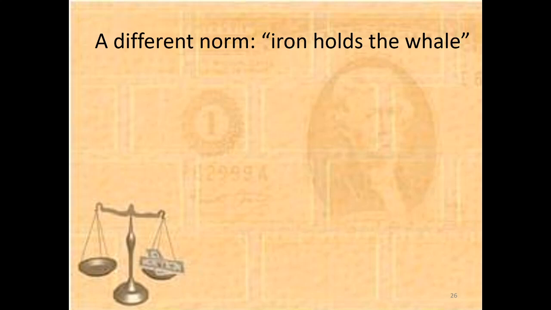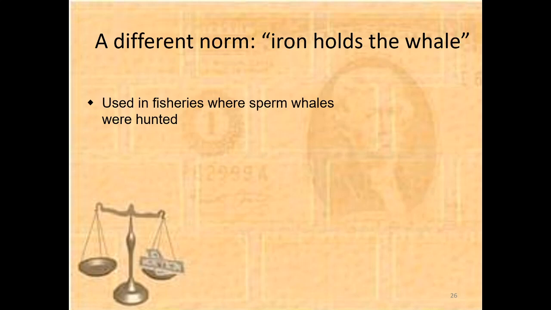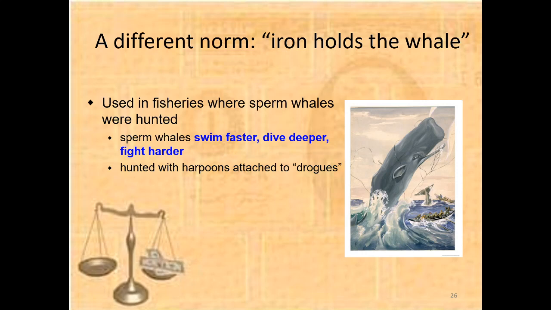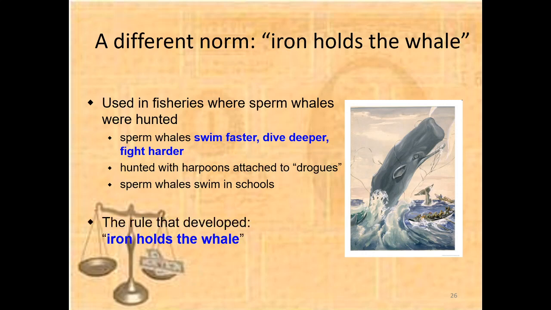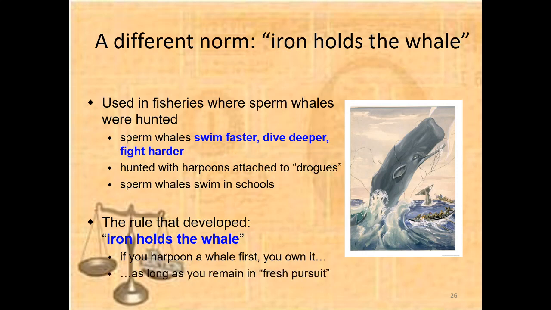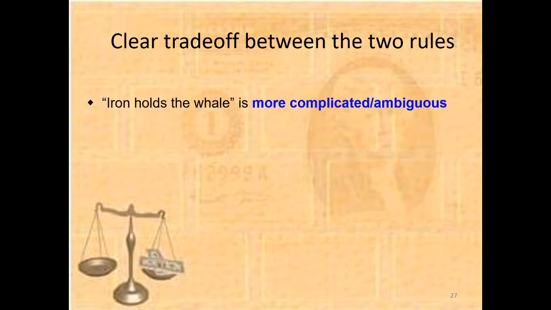So this is the first norm. A different norm was developed, which is called iron holds the whale. It was used in fisheries where sperm whales were hunted. Sperm whales are even bigger and faster. Sperm whales swim faster, dive deeper, fight harder. This is a sperm whale, hunted with harpoons attached to ropes. Sperm whales swim in schools, again a group like their family, maybe a group of males, females, and their packs. They move. So the rule that developed, iron holds the whale, develops because of this. If you harpoon a whale first, you own it, as long as you remain in fresh pursuit.